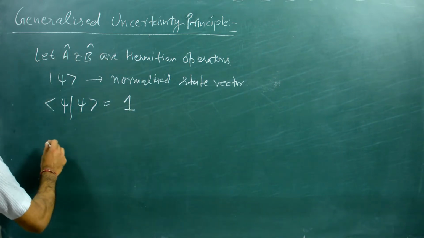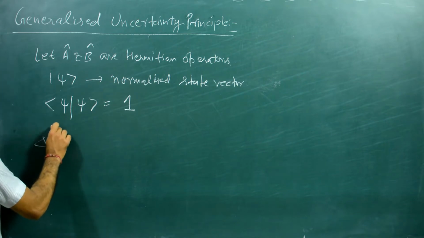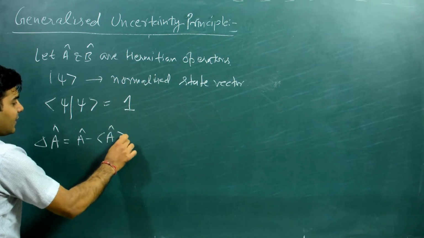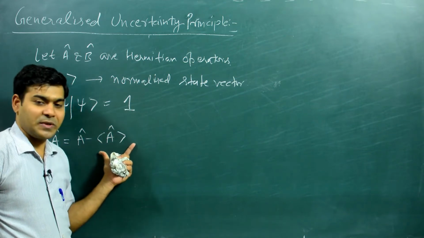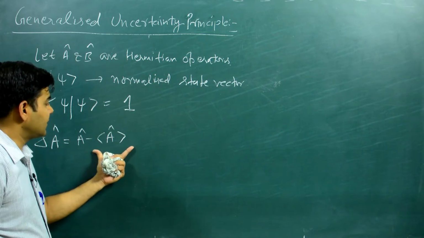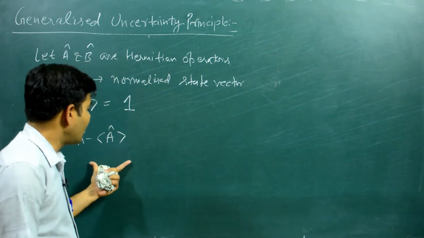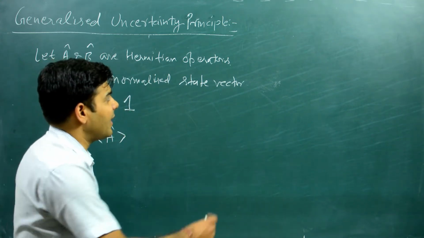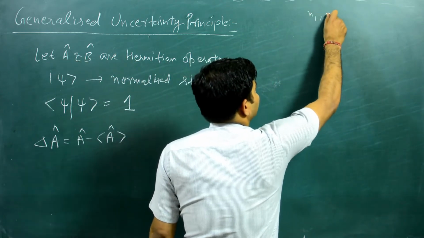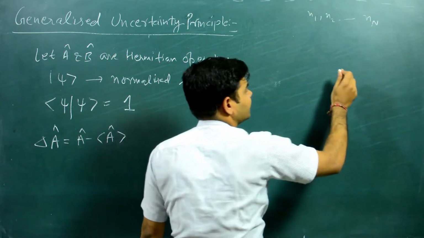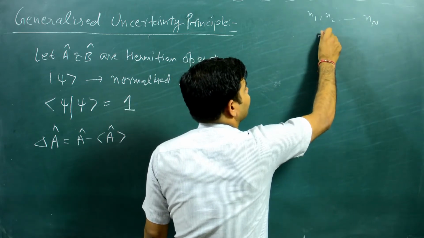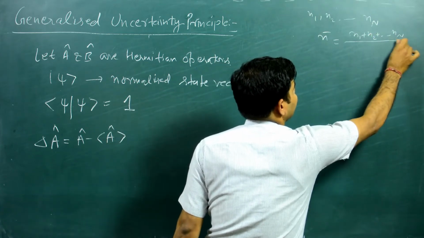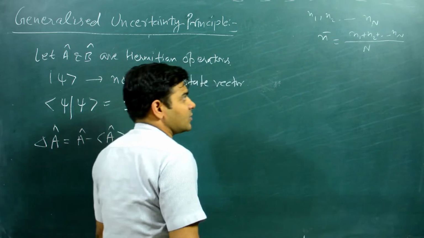Okay, so let's define another quantity which is called delta A hat, which is equal to A hat minus the expectation value of A hat. What does this expectation value mean? In quantum mechanics, this is basically a quantum analog of the average value in classical mechanics. We all know how the average values are calculated. Suppose we have n numbers like n1, n2, n3 up to capital N. The average of this is defined as n average, for example, n1 plus n2 all the way up to nN divided by the number of these numbers, that is N. This is how you calculate the average.